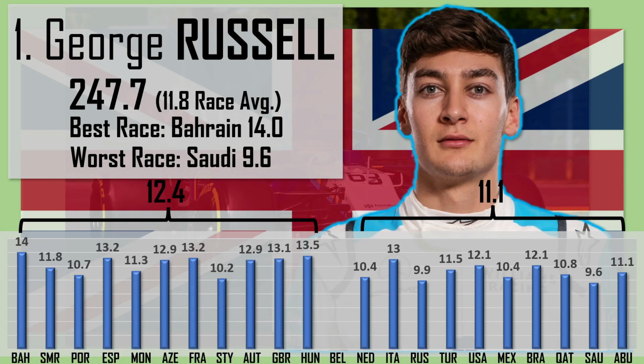Russell absolutely excelled in the first half of the year, scoring an average of 12.4 across that first half of the season. However, he ended up dipping significantly in the second half of the year, scoring 11.1 across those races, where it was in the last couple that he was outqualified and outperformed by Nicholas Latifi.